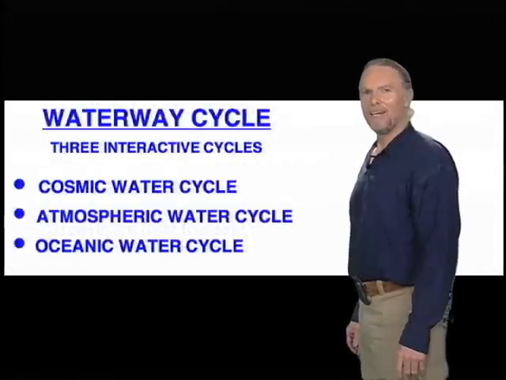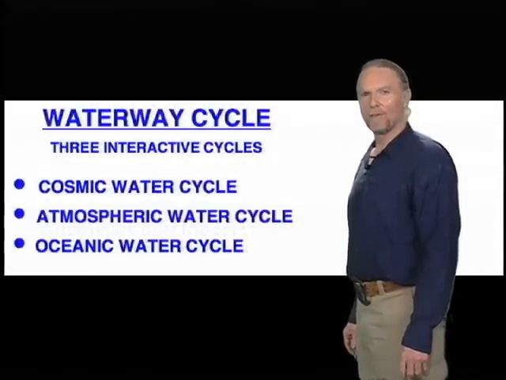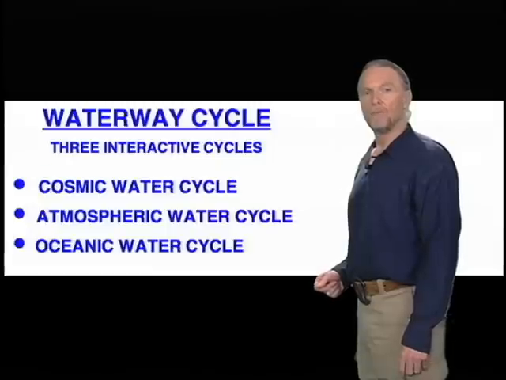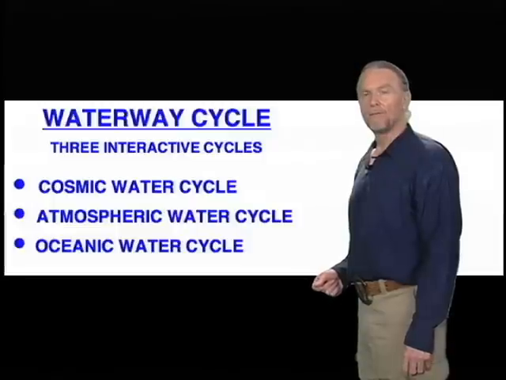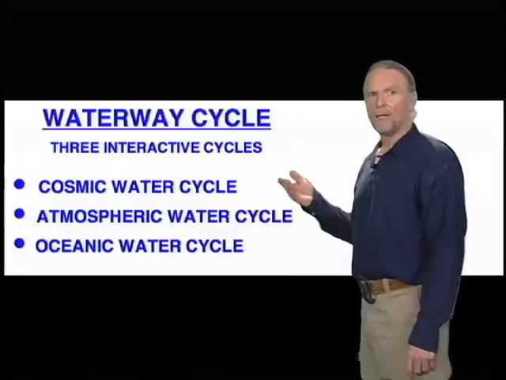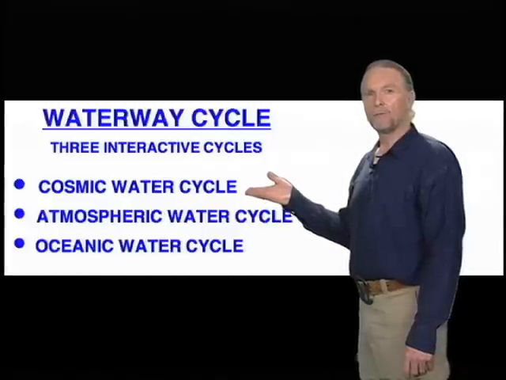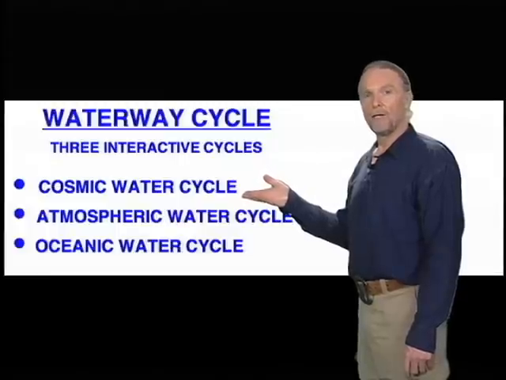Now, as explained in the beginning of this presentation, this is the first time in history that this new definition of the water cycle is being made available to the public, revealing how our water cycle is made up of three interactive water cycles. Again, we have the cosmic water cycle, whereby we have extraterrestrial water coming to our planet Earth, and also whereby we are losing water to outer space.